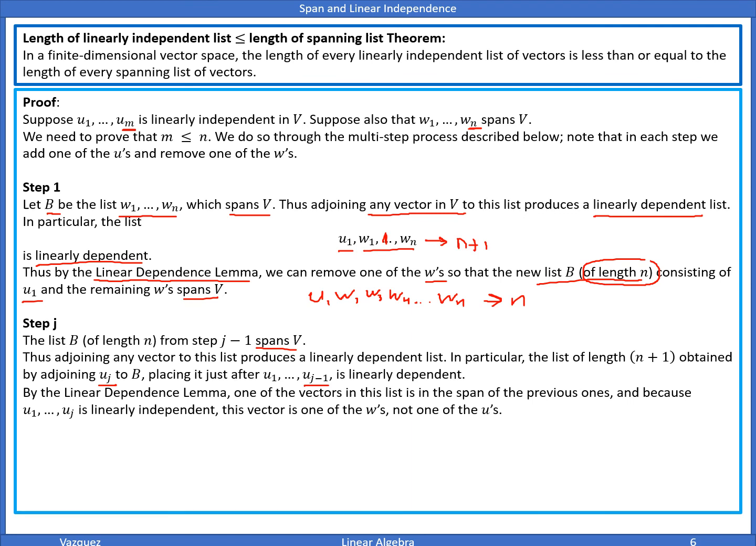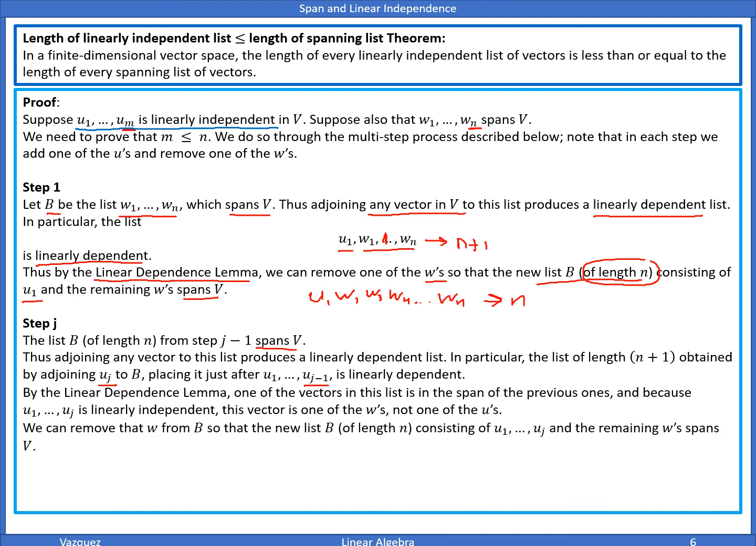And by the linear dependence lemma, just as I said, one of the vectors in this list is in the span of the previous ones. And because u1 all the way to uj is linearly independent, right? Because if you look up here, I'm going to do it in blue. We assumed here that this was linearly independent in V, u1 to um. So u1 to uj is linearly independent. So one of the vectors we remove is one of the w's, not one of the u's. And we can remove that w from B so that the new list B of length n, consisting of u1 to uj and the remaining w's, still spans V. After step M, we have added all the u's, and that's where we terminate the process. That's where the process stops.